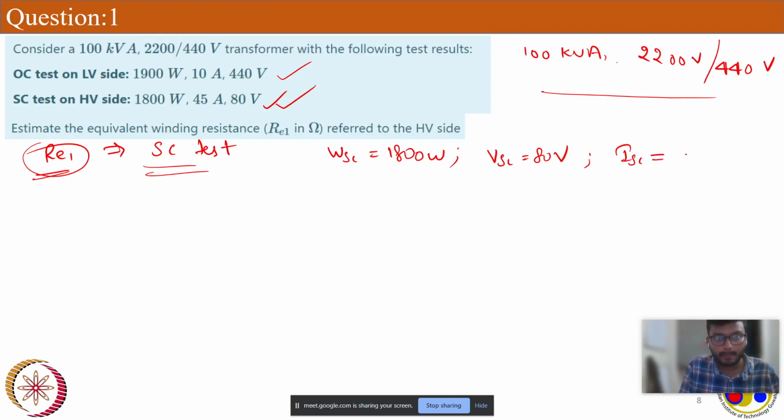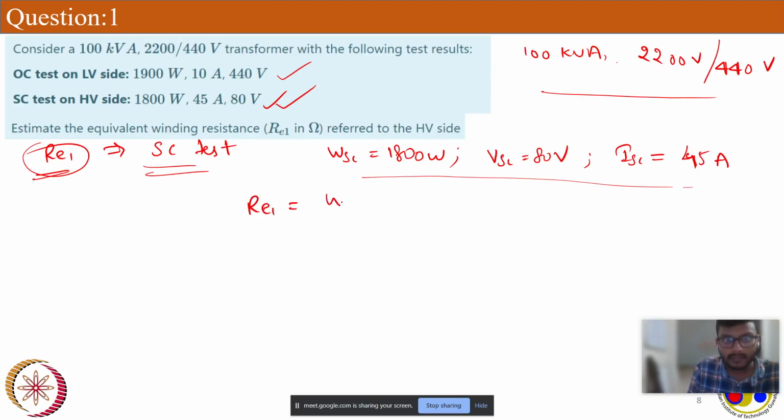ISC. Okay. Yeah, these are all the short circuit values. So RE1. Now my resistance, now it's simple. RE1 is nothing but my wattmeter reading is there.